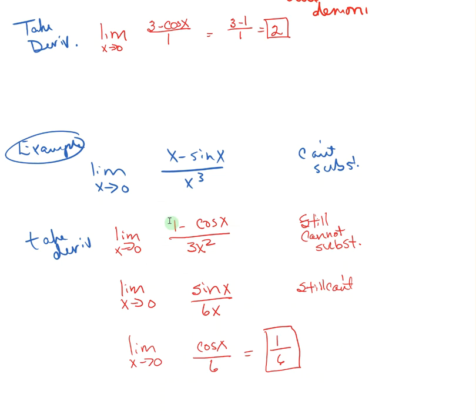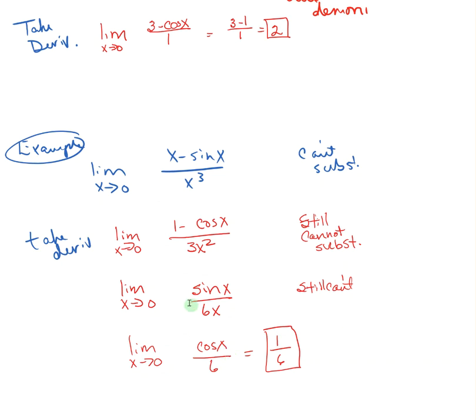Do it again. The derivative of 1 is 0, and then this becomes negative sine x, so that's a positive sine x over 6x. Still can't. Do it one more time, and we have cosine x over 6. We now can plug in 0. Cosine of 0 is 1, and we have the 6 on the bottom. So that's the idea. That's not very many notes, and we're going to go look at the problems.